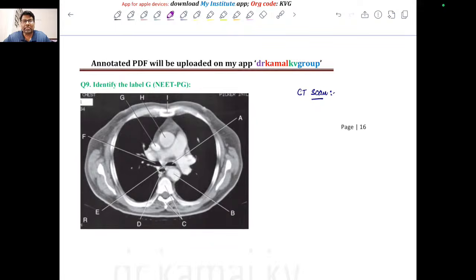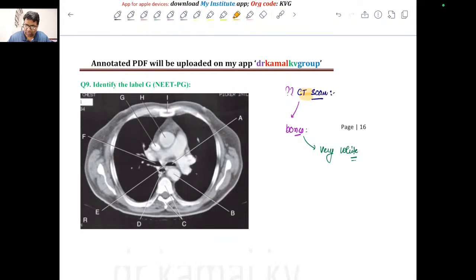Now the first thing is, why are you saying that it is a CT scan, why is it not an MRI? To identify a CT scan, look at the bones. Firstly look at the bones, and if the bones are very bright or very white, it is a CT scan, right? The only clue which will tell you whether it is an MRI or a CT scan is to look at the bones, and if the bones appear white, it is a CT scan.